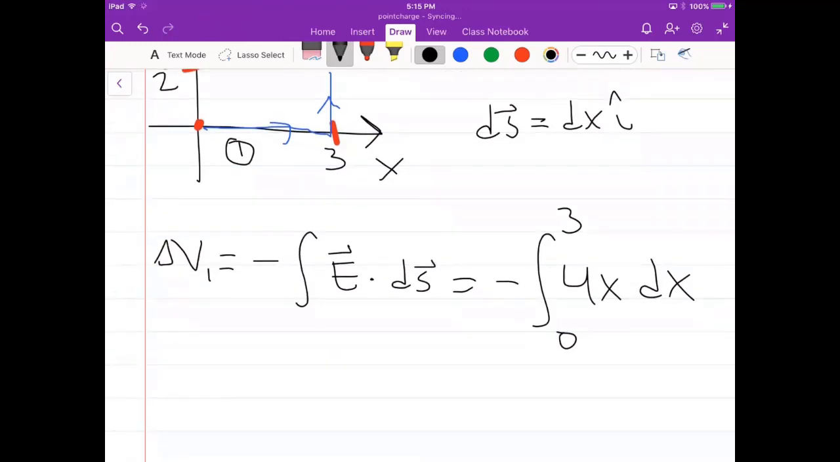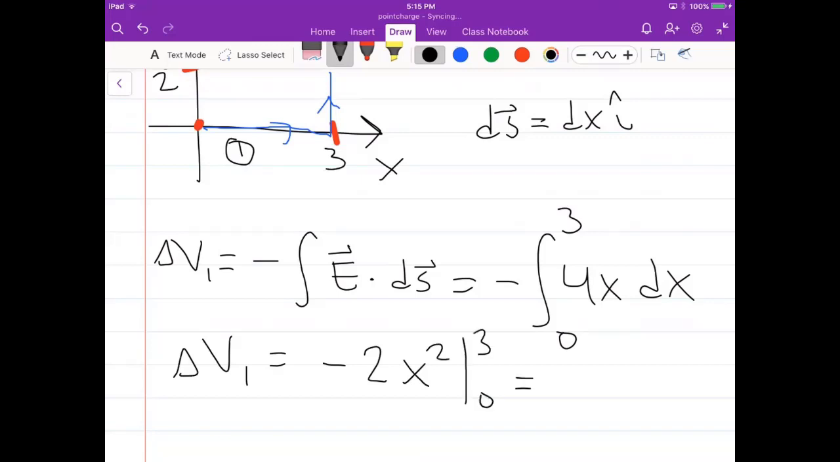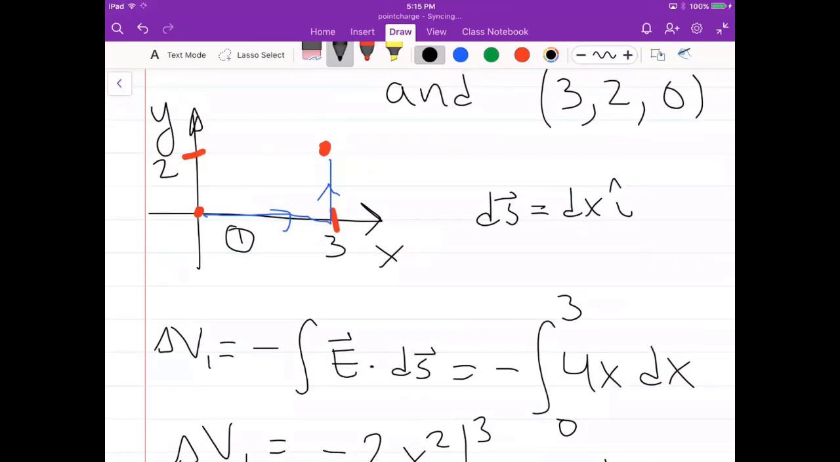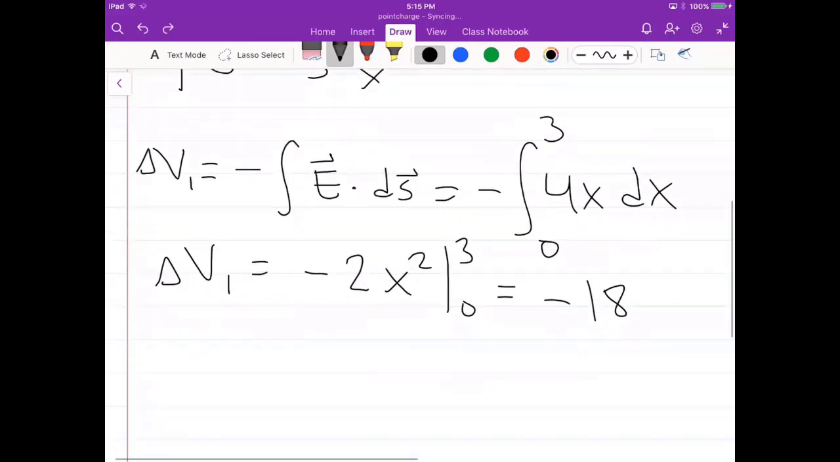And this is an easy integral to do. So delta V1 for path 1 would be minus 2x squared, from 0 to 3. And so that would be negative 18. So I get negative 18 volts for path 1. So the potential difference between this point and this point is negative 18 volts.